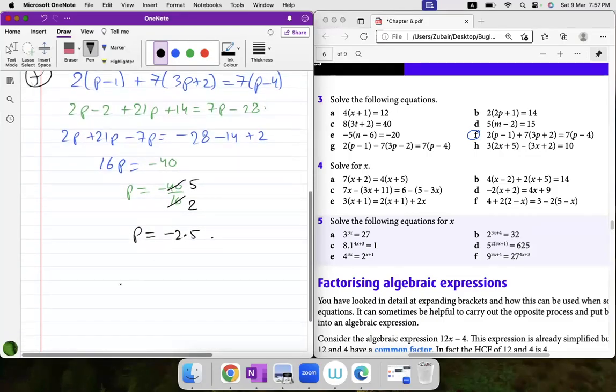Let's try question number G and H. Looks similar to F. Is there any difference? Yeah, there is. Somewhere here. G part says 2 into P minus 1 minus 7 into 3P minus 2 is equal to 7 into P minus 4.